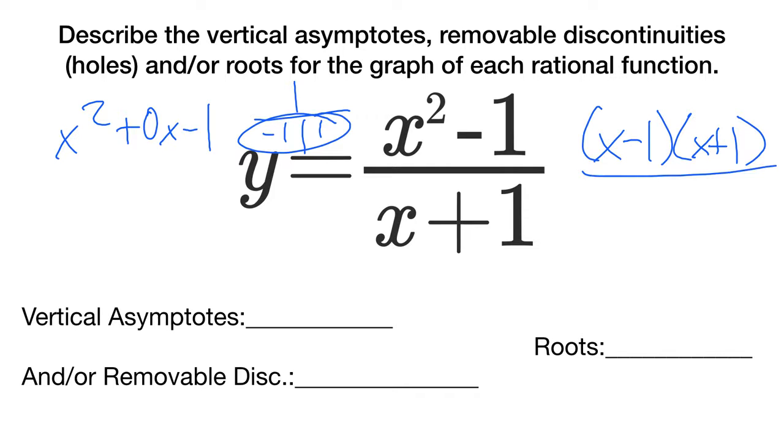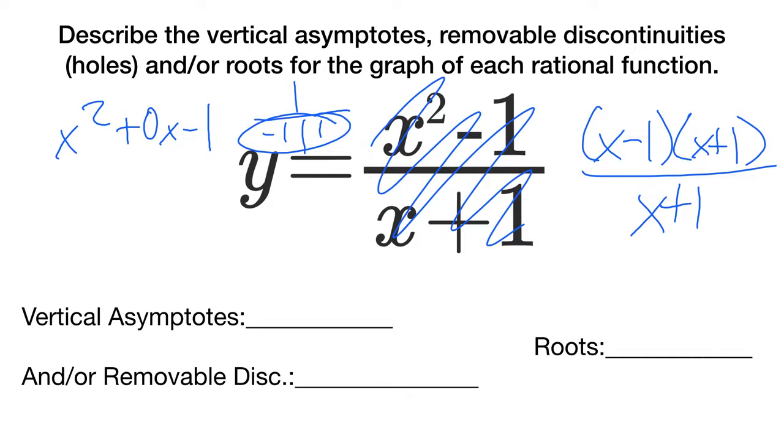All of that would be over x plus 1. So let's see, are there any that cancel? Well, x plus 1 cancels, meaning that is a removable discontinuity. So we have one at x equals negative 1. Now, if I look on the bottom, you'll see that there are no others, so I'm going to say none for my vertical asymptotes. And finally, this would be my other numerator factor. That means one of my roots is x equals 1.